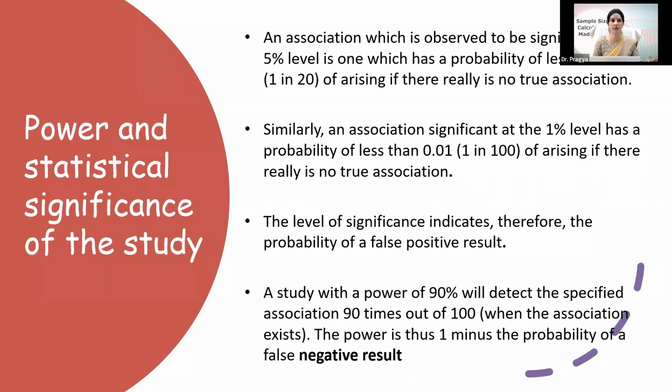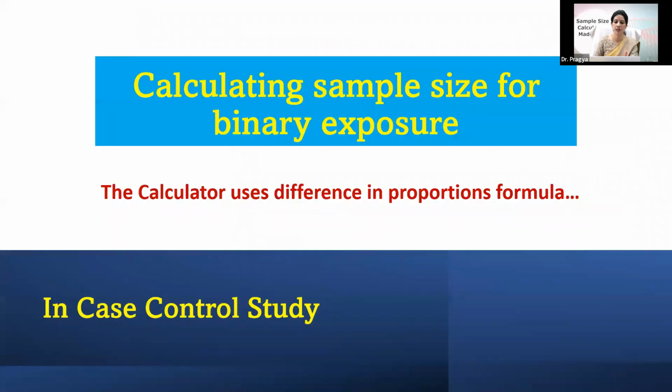Now coming to the power and statistical significance. We have discussed this, I think, in the previous session, so I'm skipping this for now. And now let's start with the calculation of sample size for binary exposure, that means a categorical variable. The same statulator we will use, like we have seen in the previous session. And here is the example.